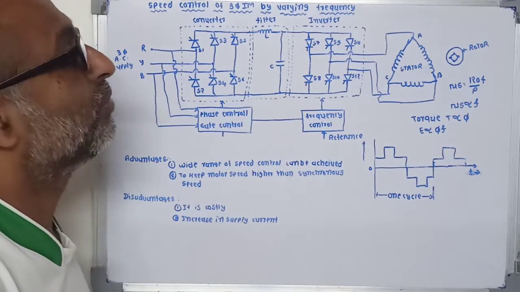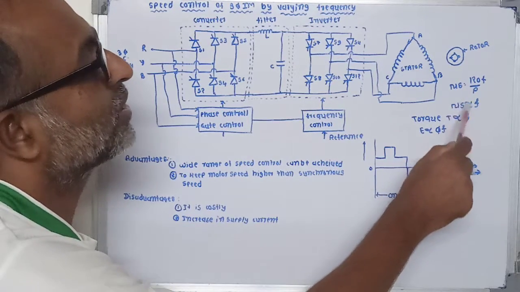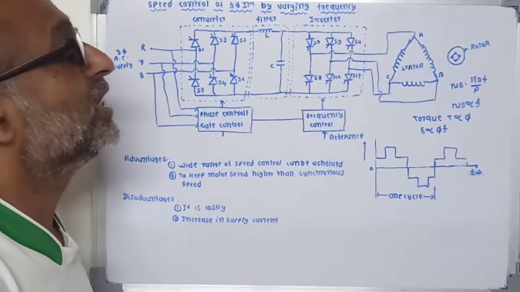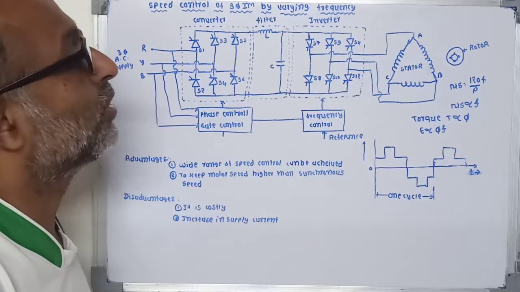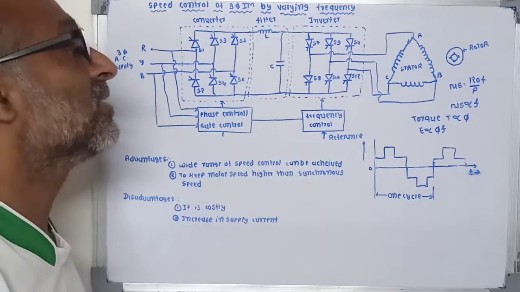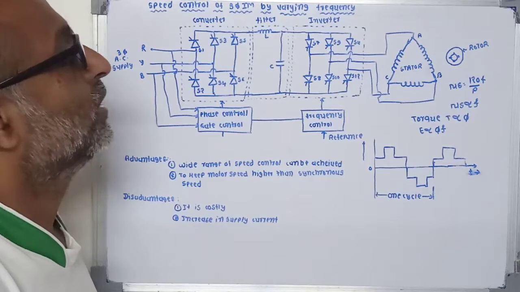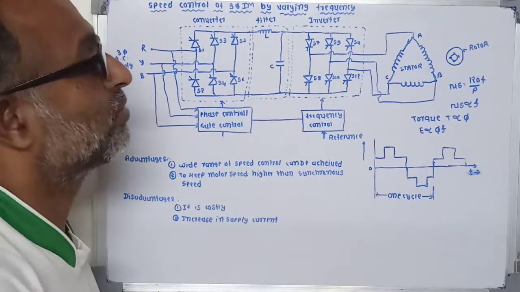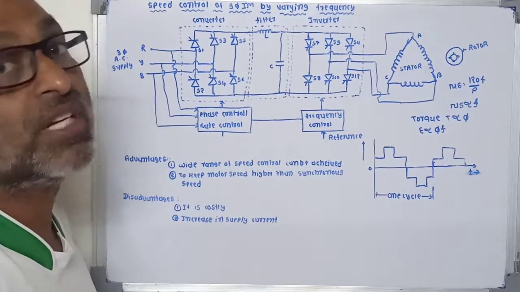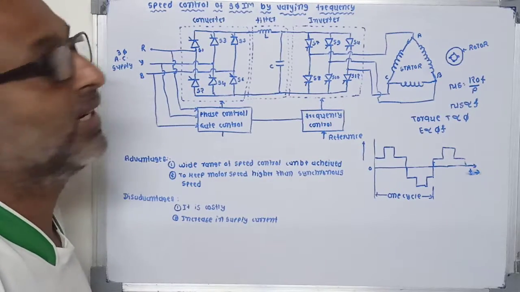Now if we keep the number of poles P constant, then the synchronous speed of induction motor Ns is directly proportional to the frequency. So if we change the supply frequency of this induction motor, it will change the synchronous speed. As a result, the speed of the motor also changes. Now we know that the torque produced by this motor T is directly proportional to phi, and the induction motor is specially designed for a particular flux density.